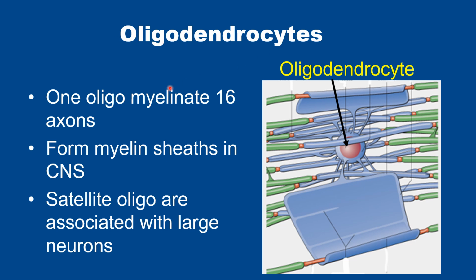Oligodendrocytes: one oligodendrocyte myelinates 16 axons. They form the myelin sheath in the central nervous system. Satellite oligodendrocytes are small oligodendrocytes in the vicinity of the larger neurons.